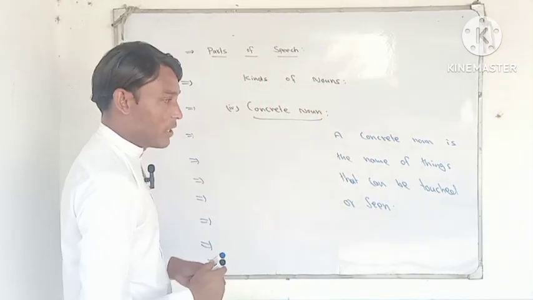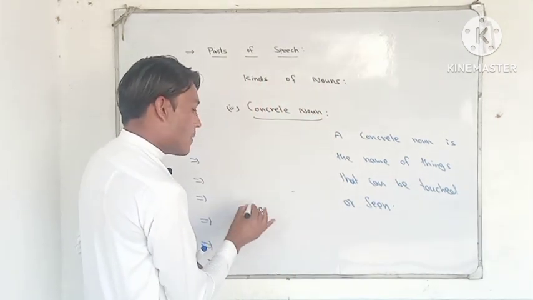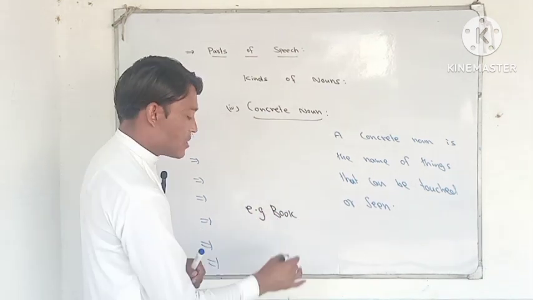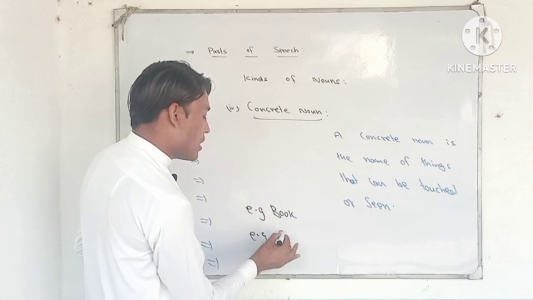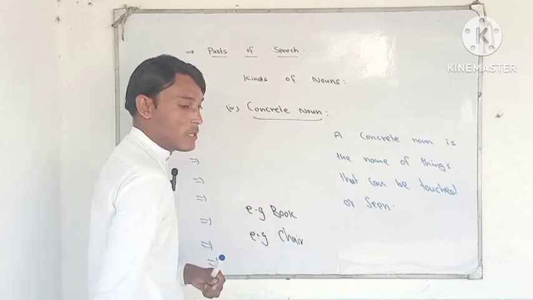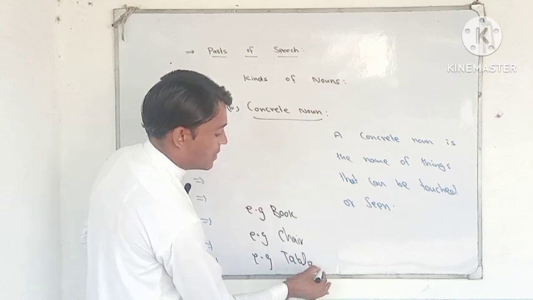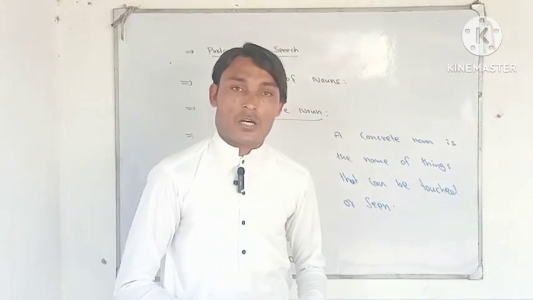Let's talk about examples here. For example, book: we can see the book and also touch it. Besides this, chair: you can also see and touch it. Besides this, table: you can see the table and touch it. So this one is called concrete noun.